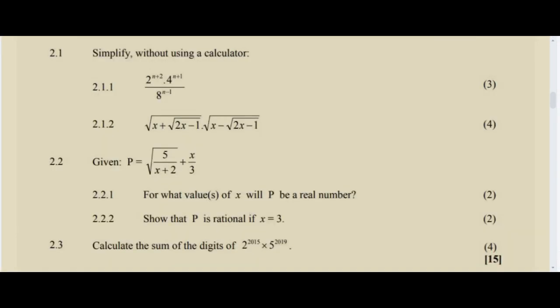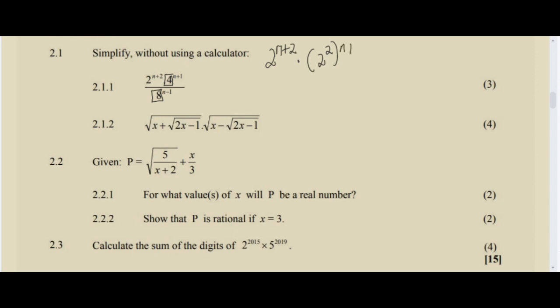Okay, so let's look at 2.1. It says simplify without using a calculator. We are given this expression here, and the first thing that we need to observe is that the 4 and the 8 are not prime factors. So when we are dealing with exponents, we need to express everything in terms of prime factors. So we have 2 to the exponent of n plus 2, and then the 4 here, we can write in exponential form in terms of prime factors as 2 to the exponent of 2.